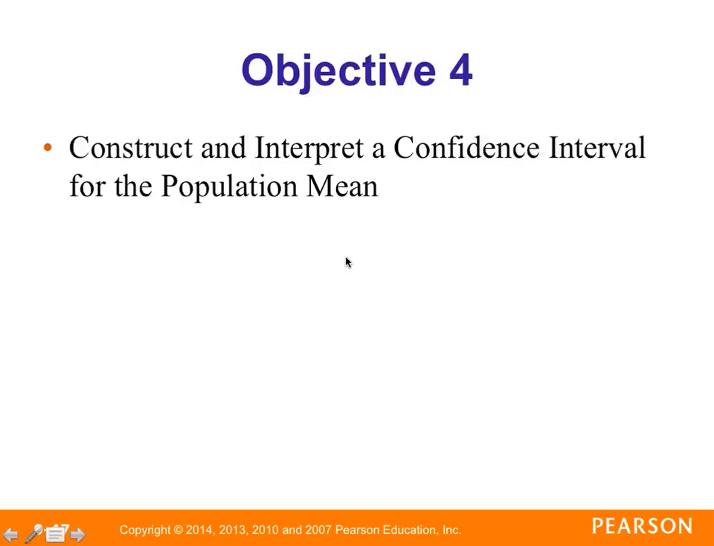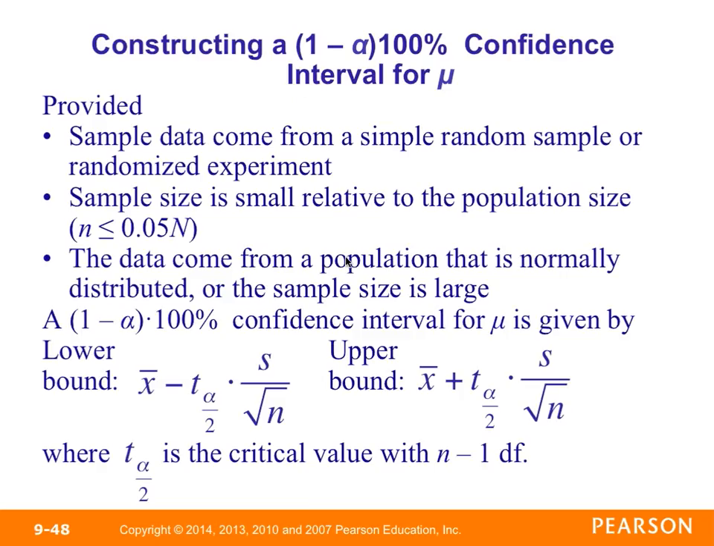So now that we know how to calculate a t-value, we're going to use it to construct and interpret confidence intervals for our population mean. The reason that we use t-values for confidence intervals for the mean is that we do not know our population standard deviation, okay? So we have to actually use student's t, which allows us to use the sample standard deviation instead.